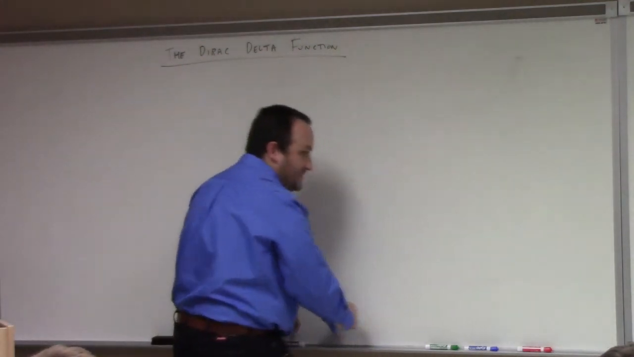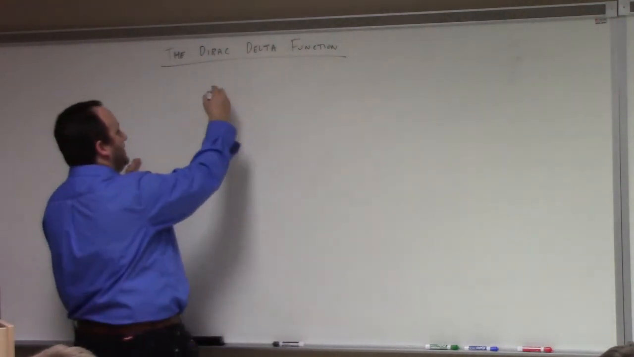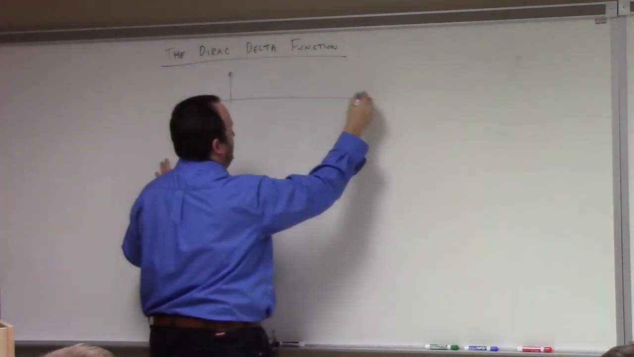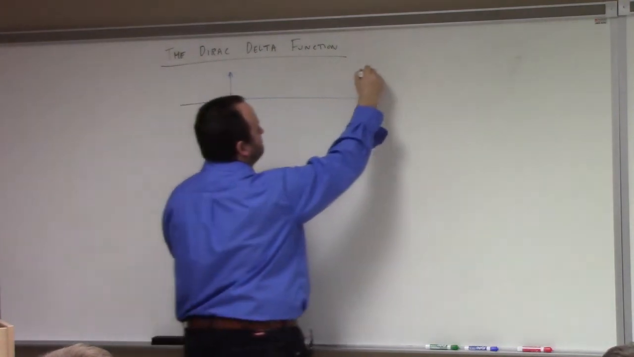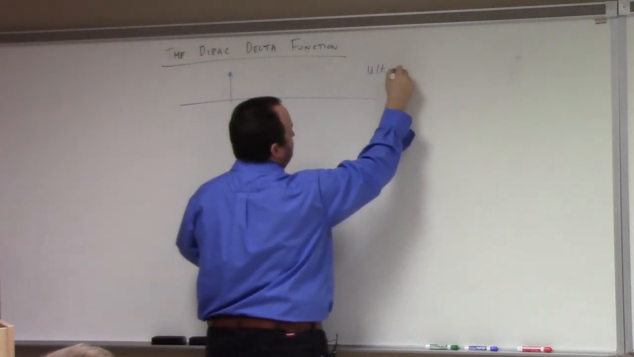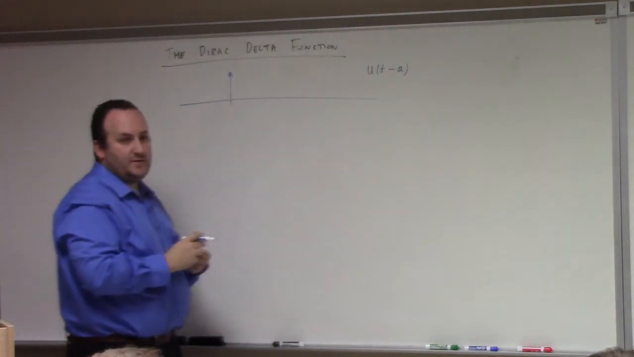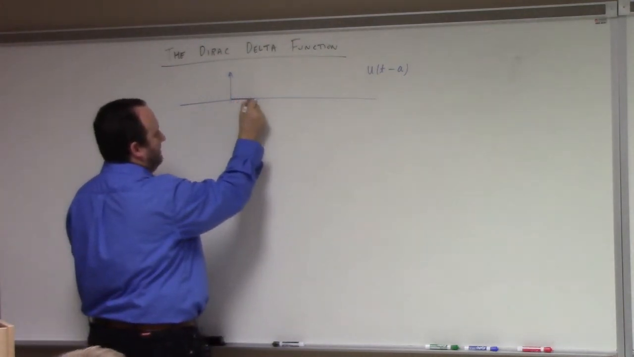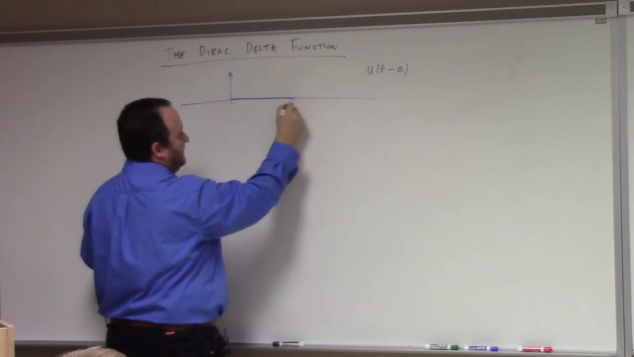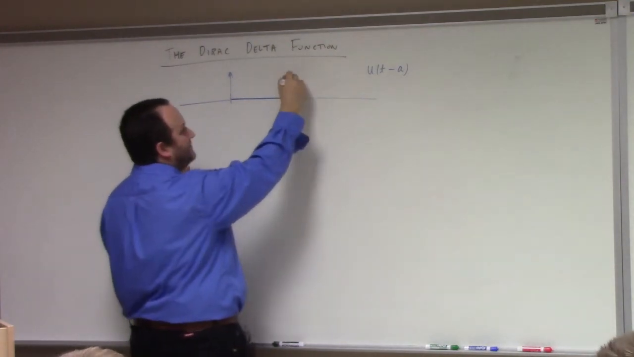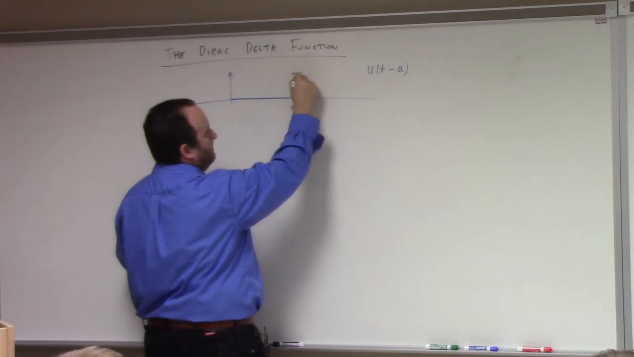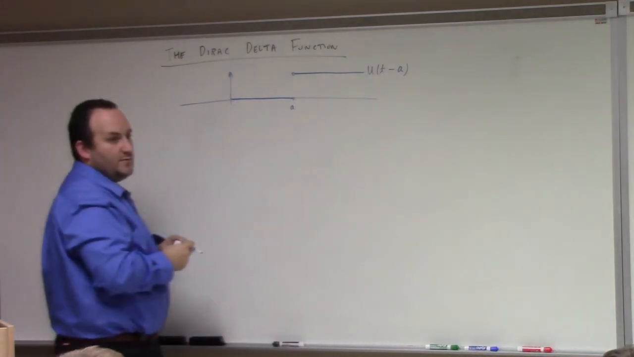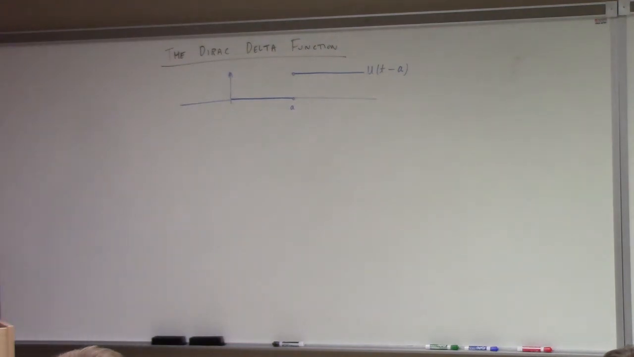So first I would ask you the question, if we look at the unit step function at, say, t minus a, what does the graph of the unit step function look like? It's like 0, right? You get to a, and then what happens? Jumps, yeah. Like that, right? So that's the graph of the unit step function. What's the derivative of the unit step function?